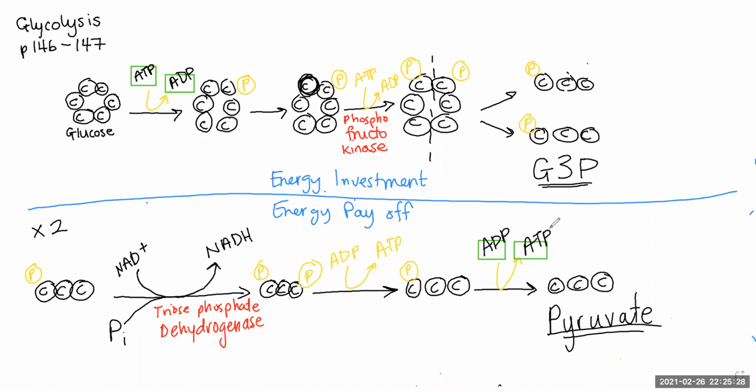I might also ask you a question about this step. For example, could you name the process by which this molecule of ATP is created? Since it's catalyzed by an enzyme, you could tell me that this is substrate level phosphorylation.